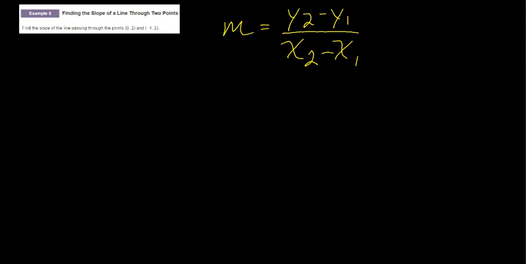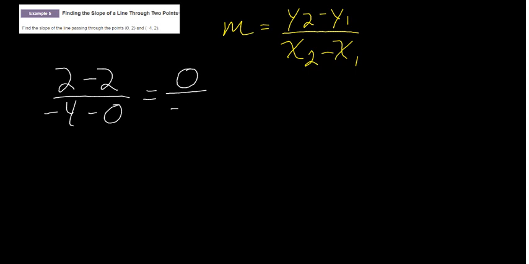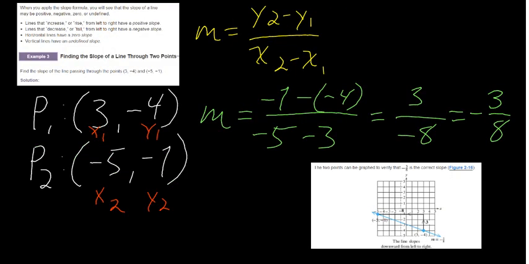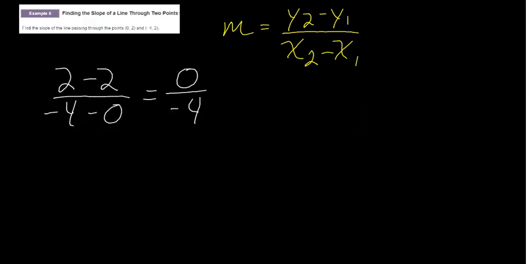We've got y2 minus y1, so we've got 2 minus 2 over x2, so negative 4 minus 0. Okay, so 2 minus 2 is 0. Negative 4 minus 0 is negative 4. So I've got the slope 0 over negative 4. Well, this is a 0 slope. Yes, we did call it a 0 slope here. The example earlier was a vertical line, which we called undefined. A horizontal line is going to be a 0 slope.